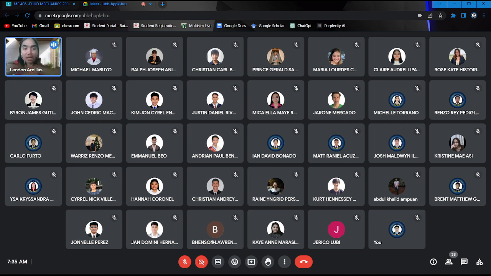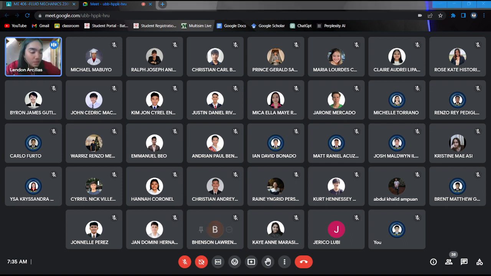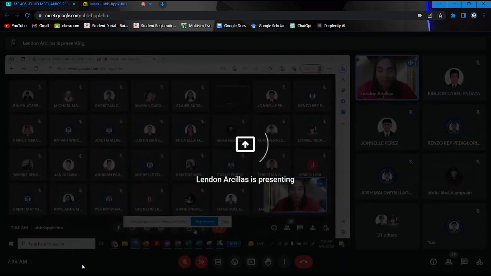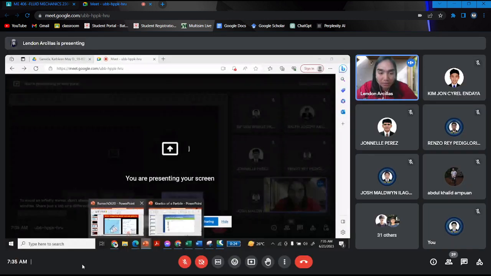So let us recall our lessons on pressures and hydrostatic force. Let's also add some examples for hydrostatic force wherein the object submerged is inclined. Last time, the object submerged was vertically submerged, but this time I will add the inclined submersion. But first, let us review our manometers since that is the most challenging lesson.